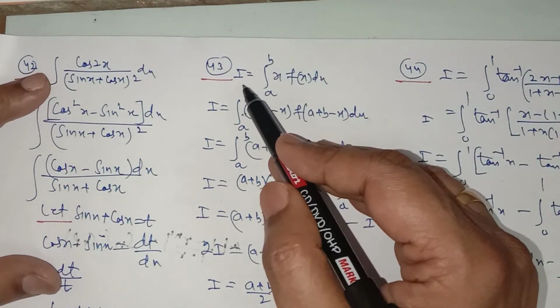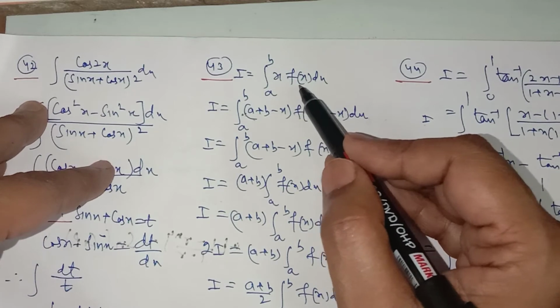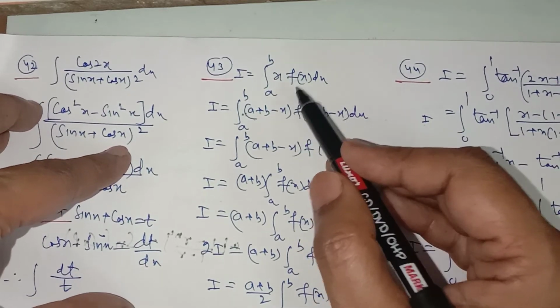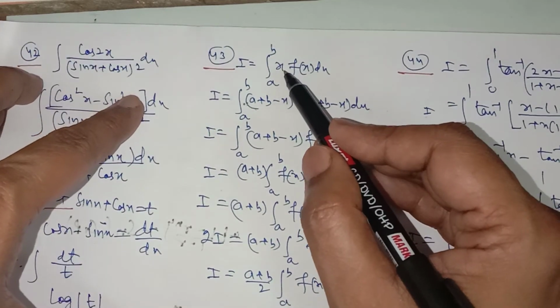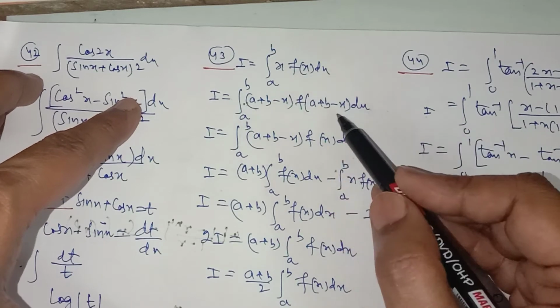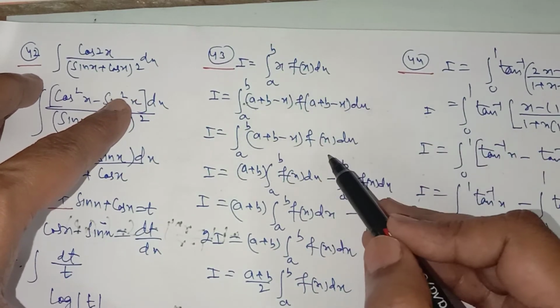Now in question number 43, it is the integral from a to b of x f(x) dx. So replace the x by a plus b minus x. This is the property, you know it, of the definite integral. You can replace x by a plus b minus x. So a plus b minus x, a plus b minus x. Now it is given that f(a plus b minus x) is equal to f(x).